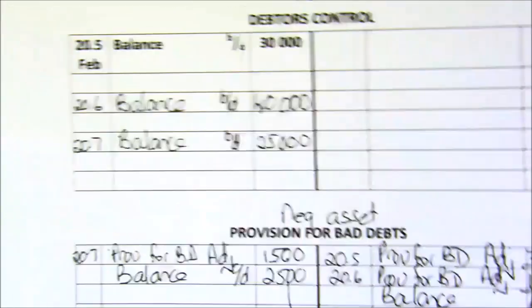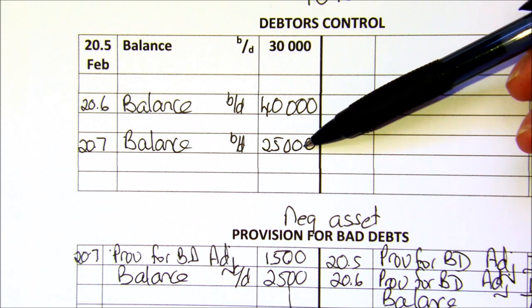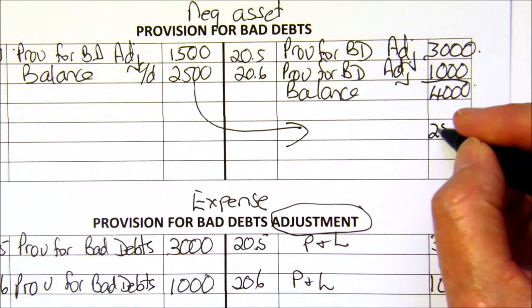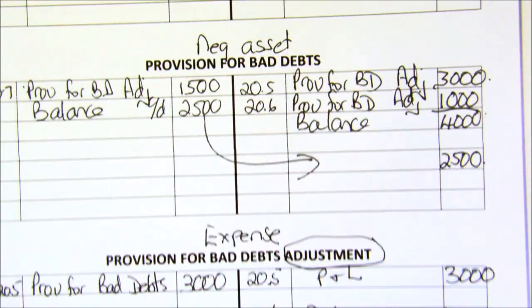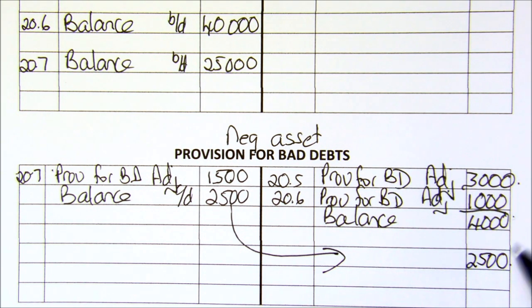When you go to your balance sheet now in 20.7, you're going to say your debtors is 25,000, less the provision, this is coming down onto the side, of 2,500, and so your realistic figure for your debtors would be 22,500. Now I know this can become a bit confusing.